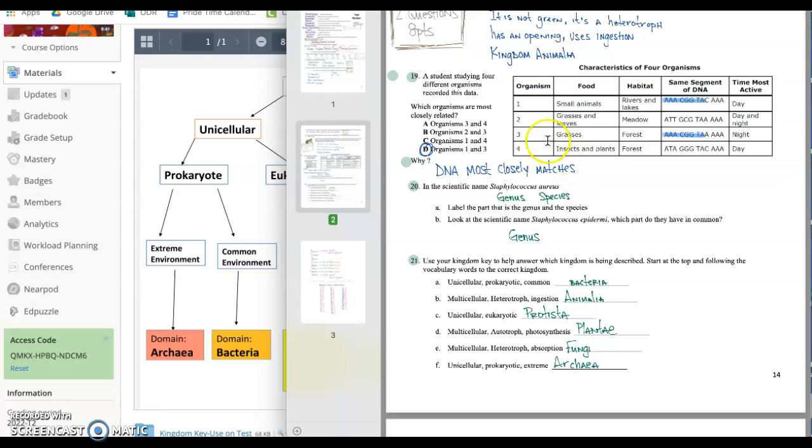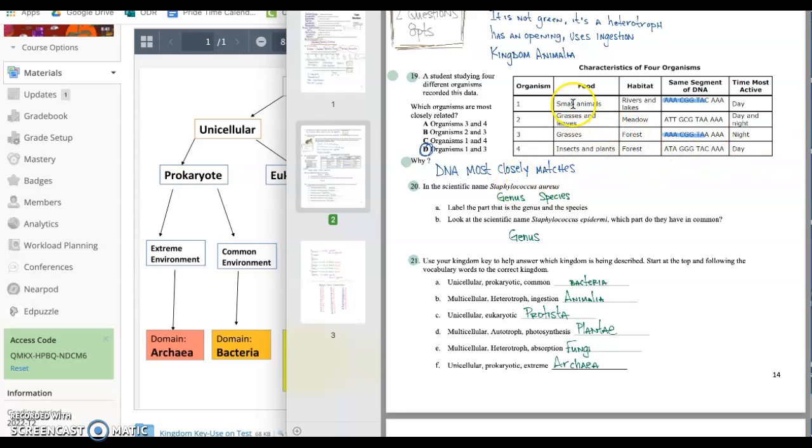When you get a question like this one, it's going to be asking which one is the most related. And so the way you're going to look at that is just look at the DNA. Because there's a lot of stuff we can do to compare species, but DNA is a pretty good marker. So species 1 and 3 are the most closely related. And I know that because the DNA most closely matches.